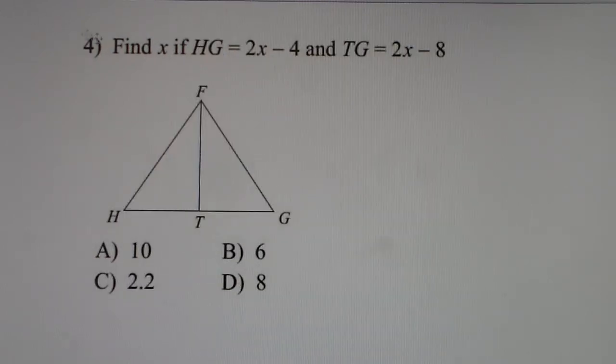Number 4, let's talk about one of these problems. So number 4 says, find the value of x if HG, which is the entire bottom side of that triangle, is 2x minus 4, and TG, which is just half of that bottom, is 2x minus 8. We have to solve for x.